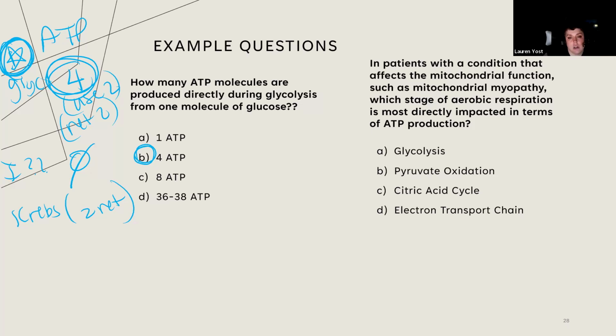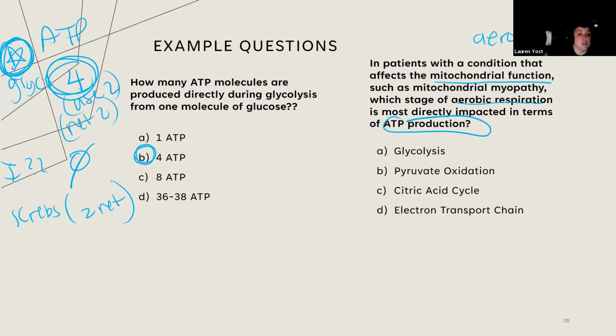In patients with a condition that affects mitochondrial function, which is where aerobic respiration occurs, right, we're making ATP, such as mitochondrial myopathy. Which stage of aerobic respiration is the most directly impacted in terms of ATP production?